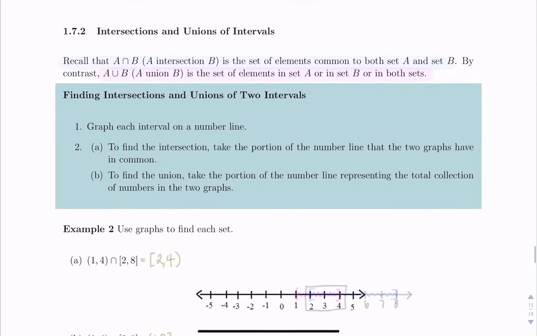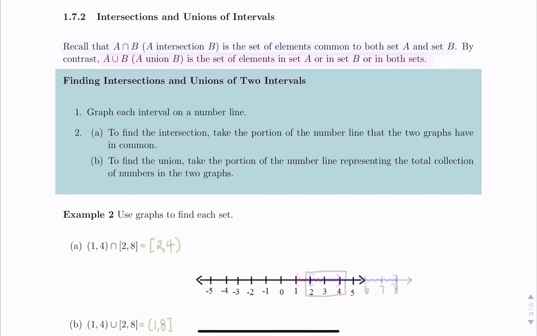Now let's talk about intersections and unions of intervals. So recall that A intersect B, which looks like a cap, is the set of elements common to both set A and set B. So intersection means that they have elements in common. So it's like the intersection of streets. It's only the piece that each street has in common.